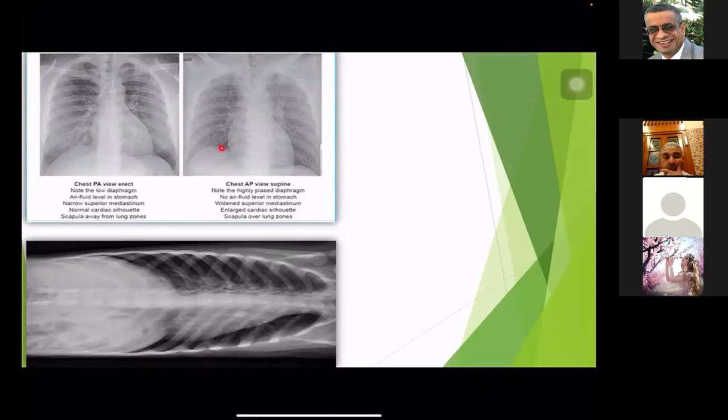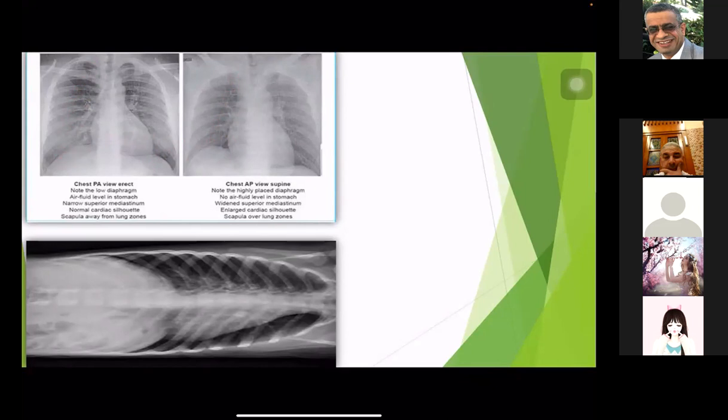position. If we count here, these are the posterior ribs: first, second, third, fourth, fifth, sixth, seventh. While here we see first, second, third, fourth, fifth, sixth, seventh, eighth, ninth, tenth. It reaches the tenth, depending on gravity.